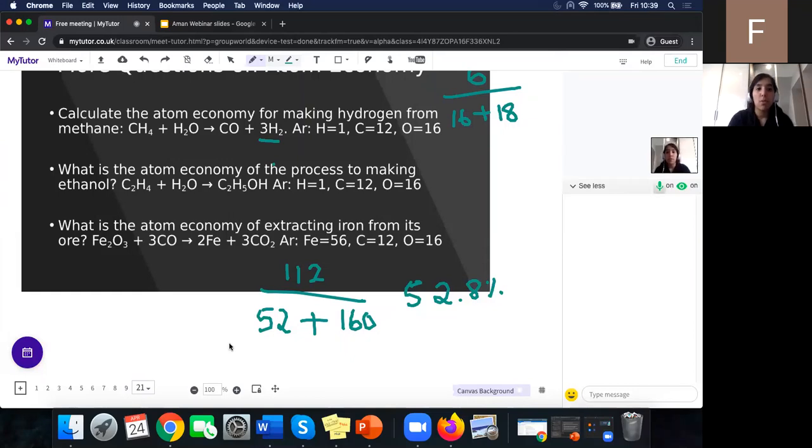Did you remember to multiply the carbon monoxide by 3? So remember, we always look at the numbers in front when we're looking at atom economy specifically.